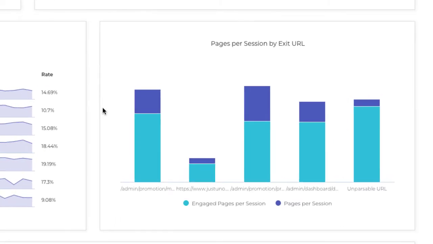The final bar graph on this page shows the top 5 exiting pages with a breakdown of pages per session and engaged pages per session. Pages per session is the average number of pages viewed that session before leaving the site. Engaged pages per session shows the number of pages viewed if they engage with Justuno before leaving the site.